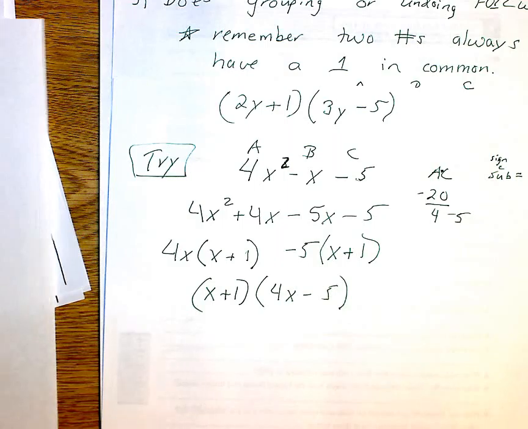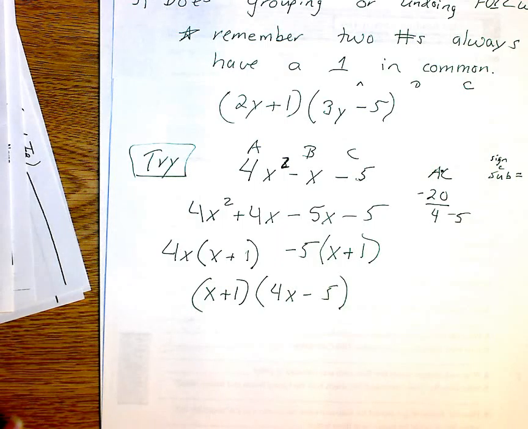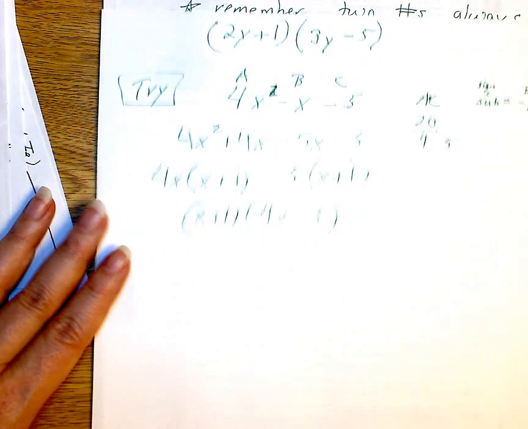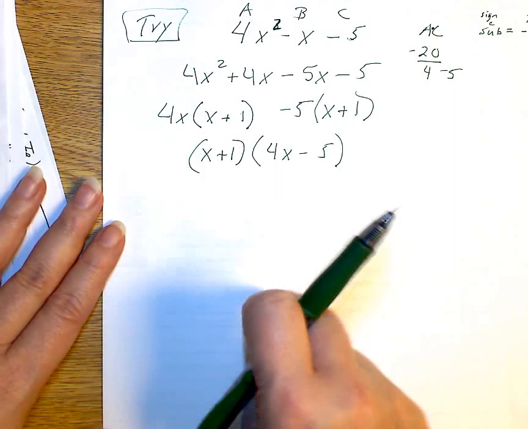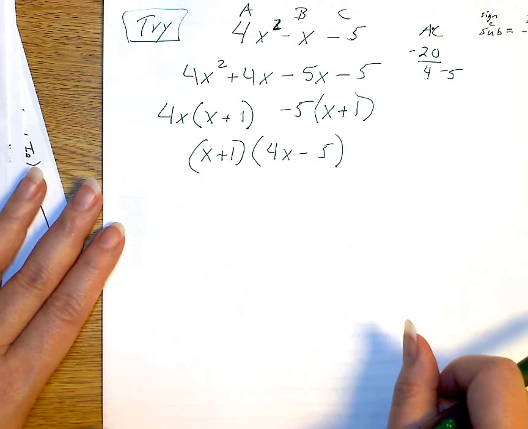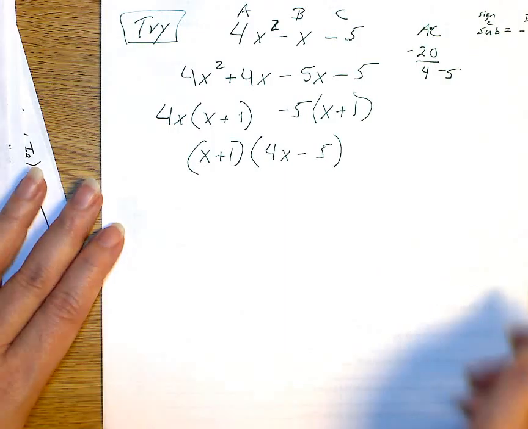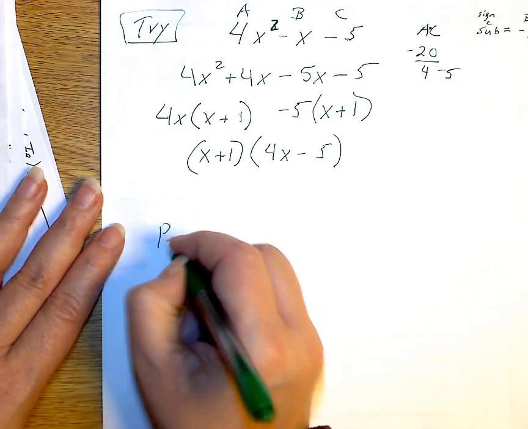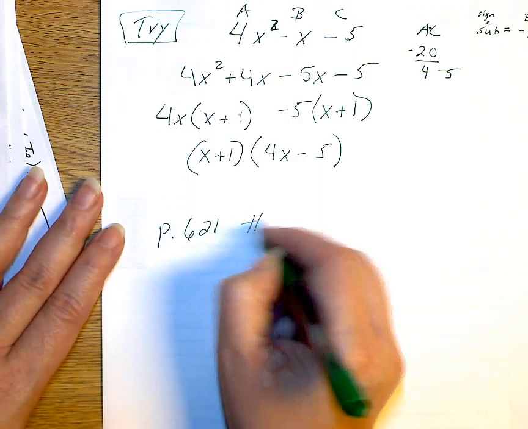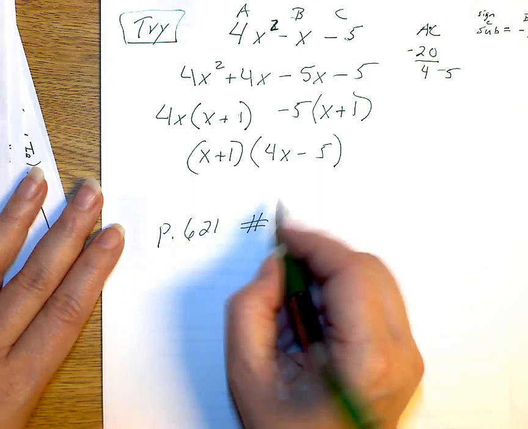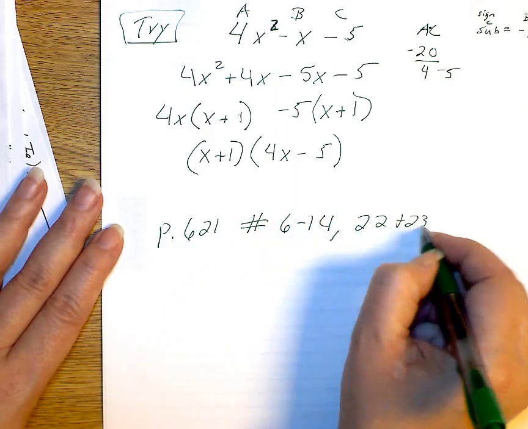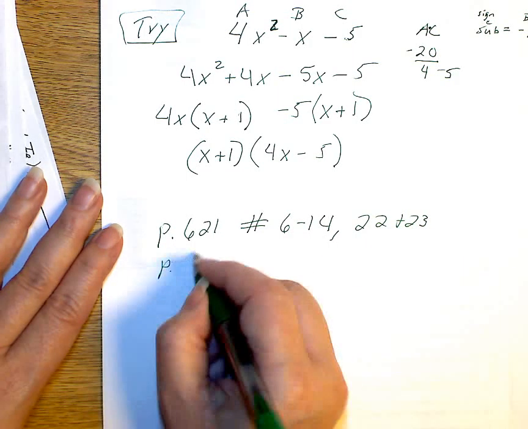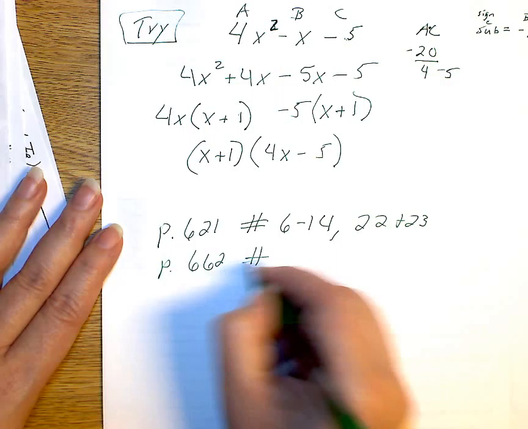All right, I'm going to tell you your whole assignment today, and then we're going to try to do some once I get done with yesterday's homework. So, your assignment, and I expect every single one of these problems to be attempted. That means you try every single one of these. I hopefully 80% of you will be able to do all of them. But anyways, page 621, numbers 6 through 14, 22 and 23. Page 662, numbers 9 through 16.